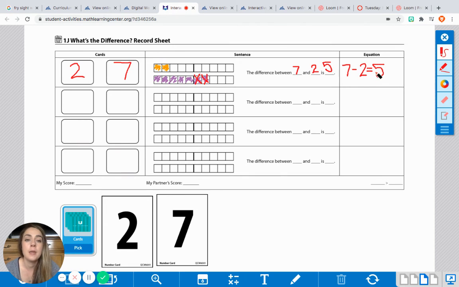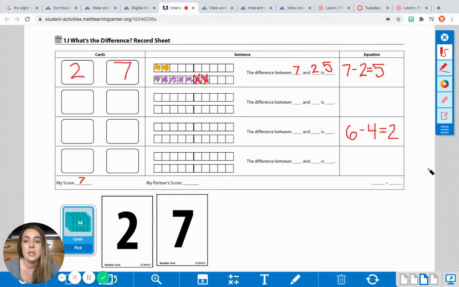All right, so maybe this is partner 1, and then partner 2 goes here. And then at the end, you would add up all of your totals. So I would add up 5, and then let's just pretend down here I got 6 minus 4. Now remember, my partner would go, so they would have a total 2. So 6 minus 4 equals 2, so my score would be 7.